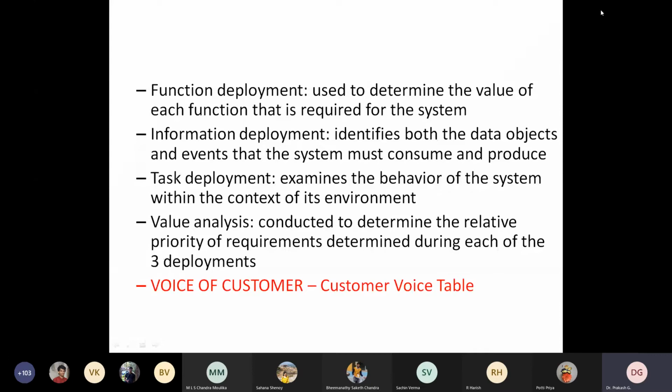That is why QFD can also be termed as the voice of the customer, or customer voice table. That means QFD provides the details of what the customer is expecting. That is the reason QFD is called the voice of the customer. Okay, right.